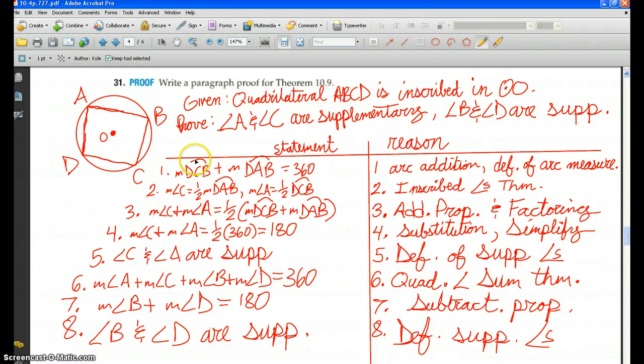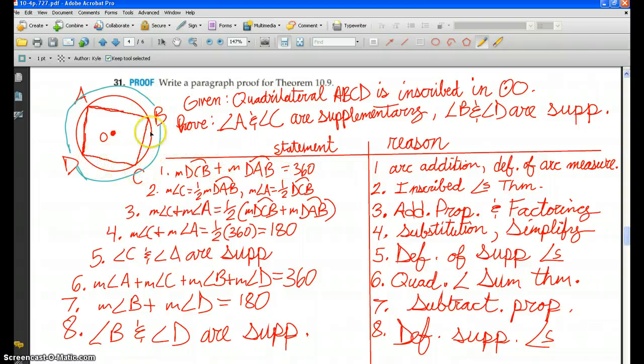So the first thing, let's start off with arc addition and the definition of arc measure. We have 2 arcs making up the circle here, DCB, so from here to here, plus DAB, from there to there. If I add those 2 arcs together, I should get 360 degrees. From there, we want to state something else for DCB and DAB. See what else they're equal to.